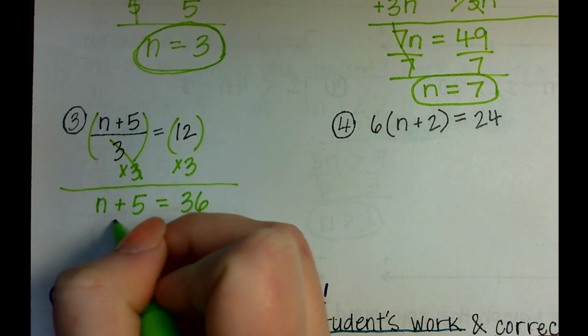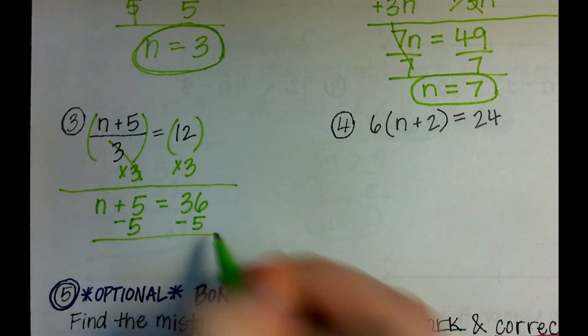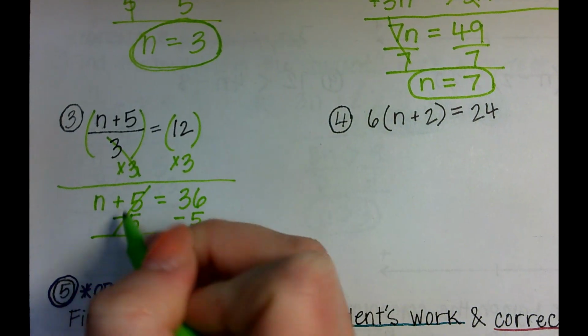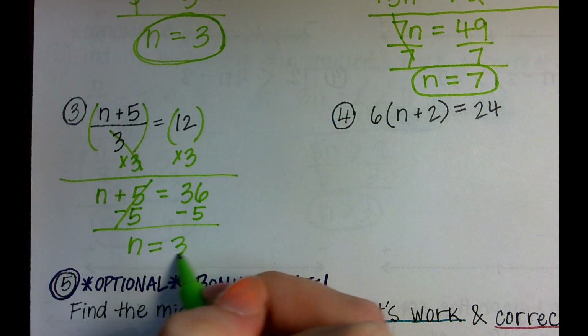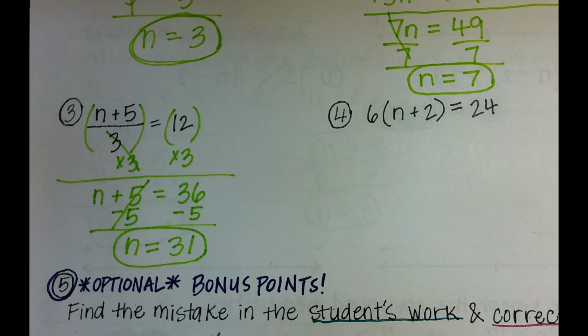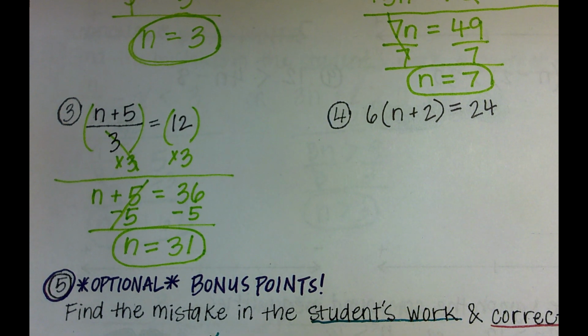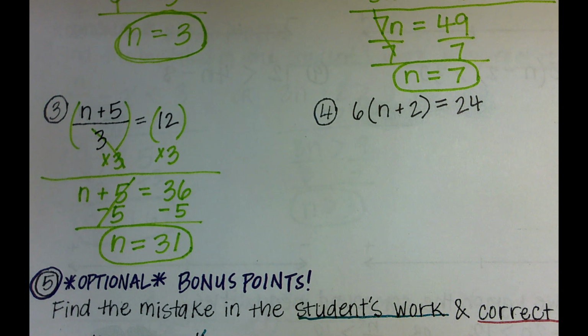Yes, then all that's left to do is to subtract the 5 from both sides. 5's will cancel. N equals 31. Perfect. Okay, good deal. Any questions on number 3? Okay, let's look at number 4 then.